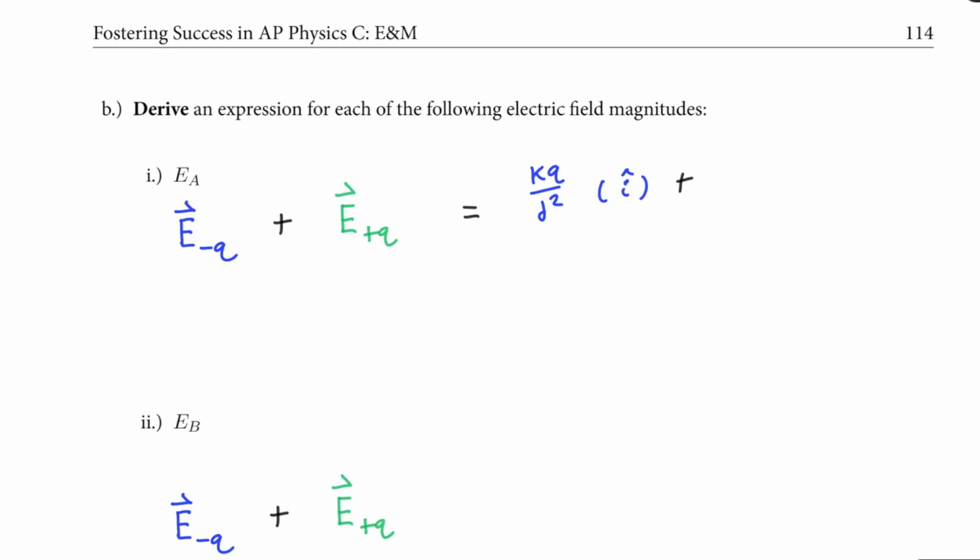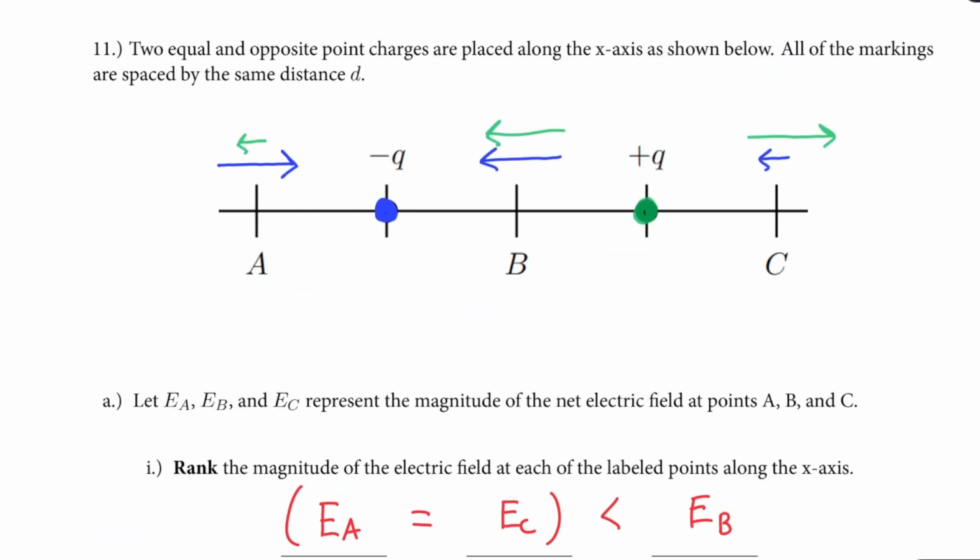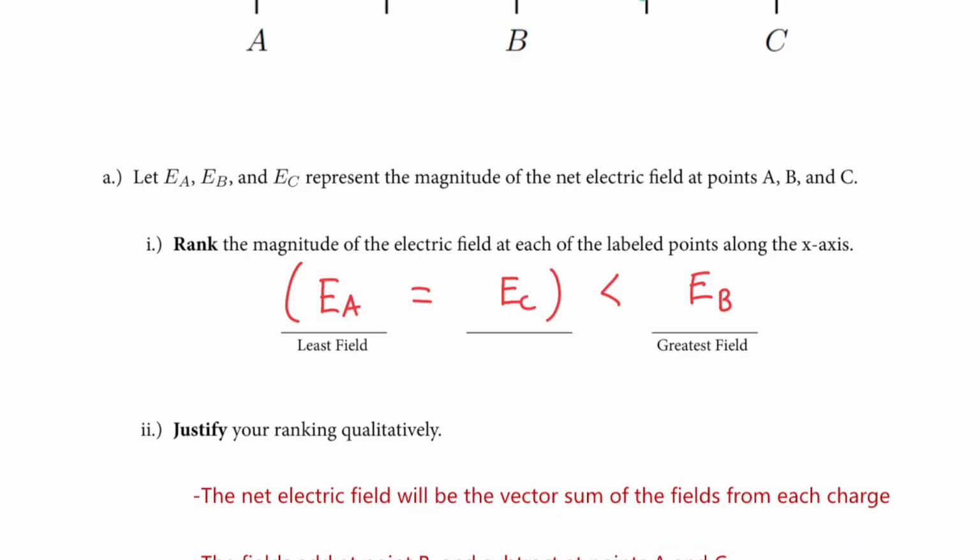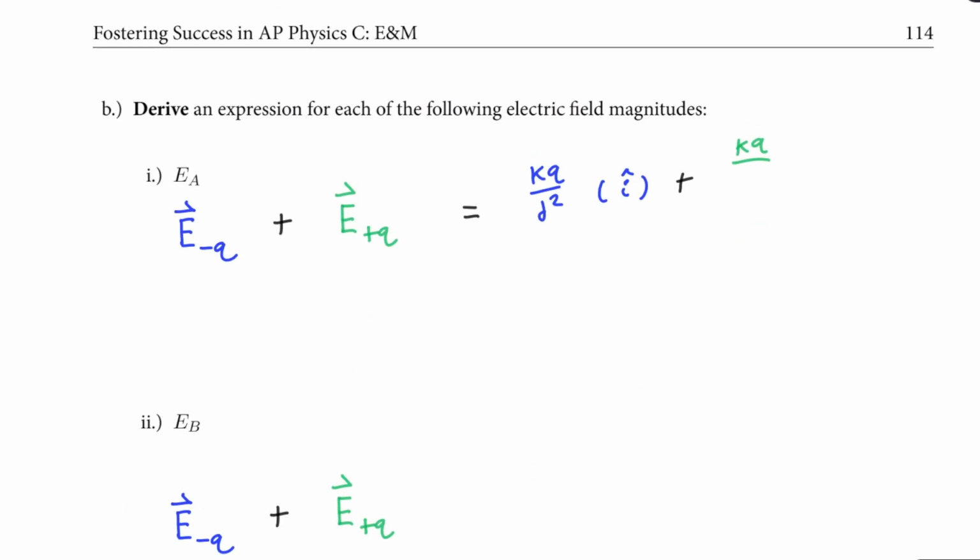And then my E from the negative, my E from the positive Q, we get a kQ, but it's not 1 tick away. It's 1, 2, 3 ticks away. So my denominator is actually (3d) all squared. And this is a leftward field, so this is negative i hat.